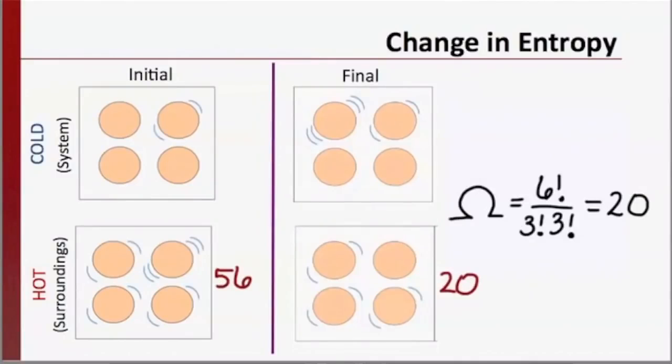20. As you might have expected, the number of possible microstates in what was originally our hot bar decreased, and the number of possible microstates in what was originally our cold bar increased. Let's see what this means for our total entropy change.